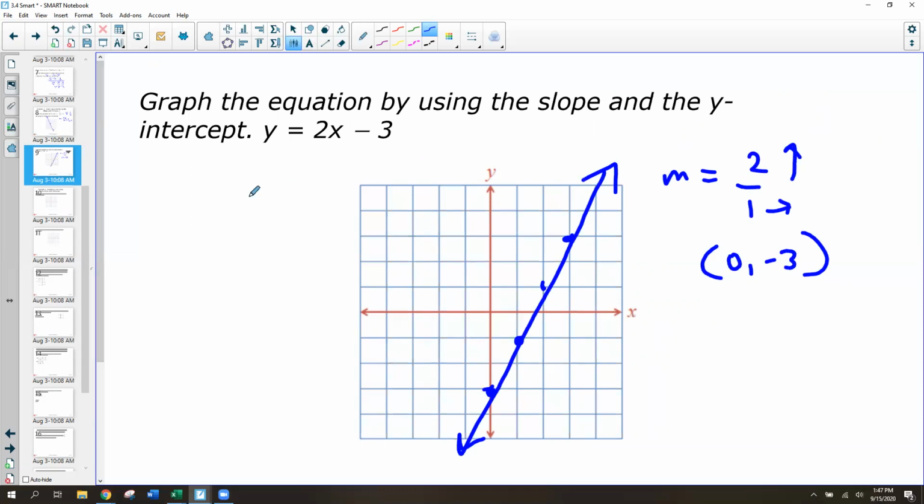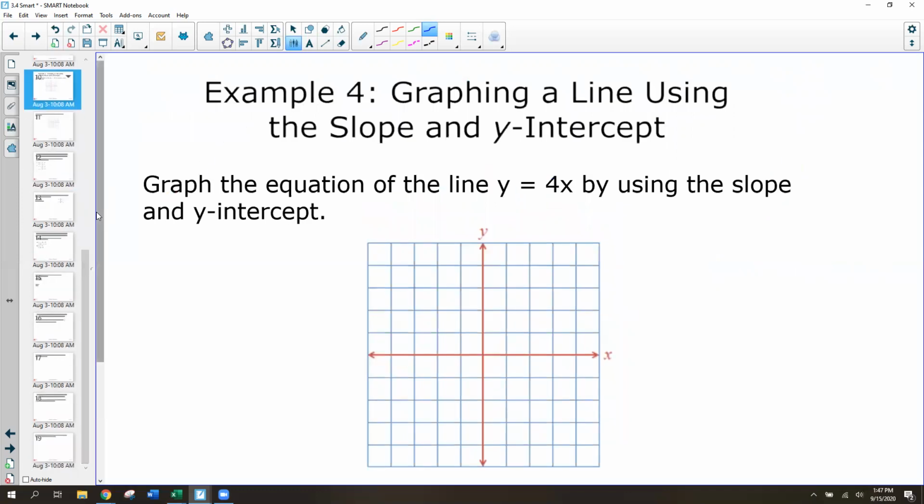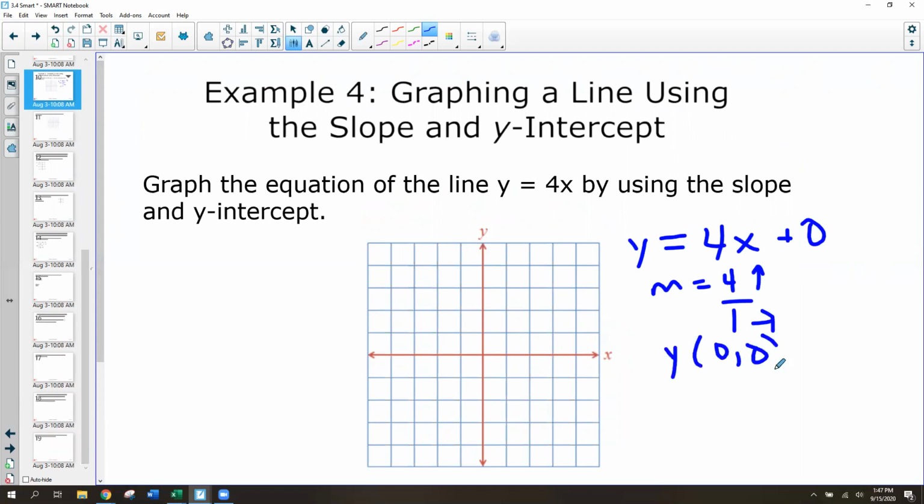All right, let's try another. This one is slightly different, only because it's y equals 4x. But like we saw before, when we have that 4x and nothing else, technically we're adding 0. So here the slope is 4 over 1, up and to the right, and the y-intercept is just at the origin. So I'm going to put that in first, and from there I'm going to go 1, 2, 3, 4 up, 1, 2, 3, 4 right.